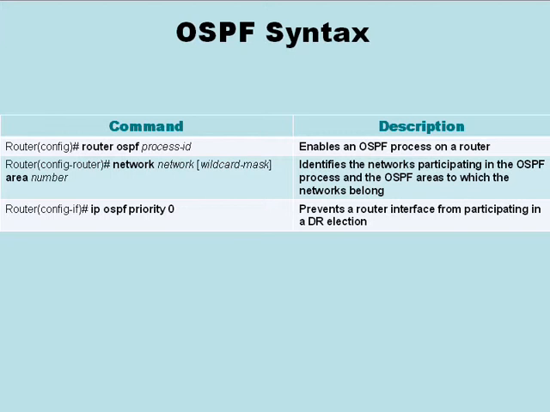And finally, we said we wanted to go into the fast Ethernet 0/0 interface of router R2 and convince that interface to never be a contender to be elected as the designated router. We can do that with the IP OSPF priority 0 command. Well, that's the theory. Let's go out now and take a look at the configuration.